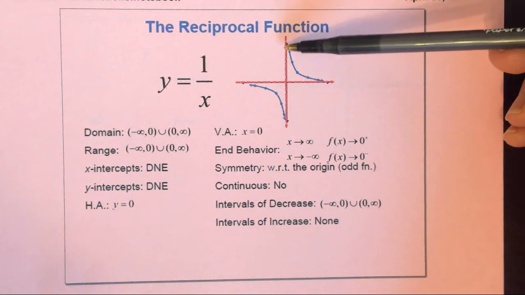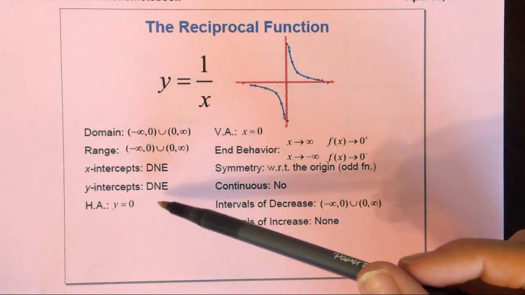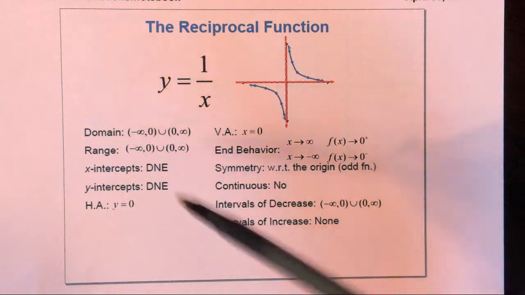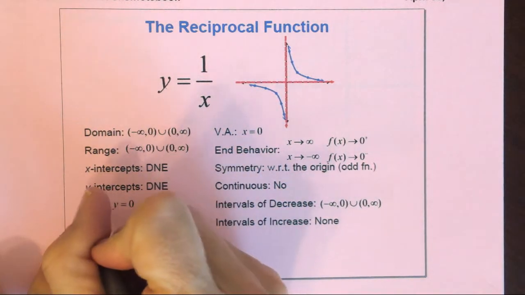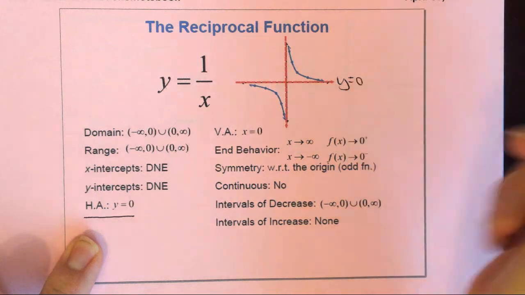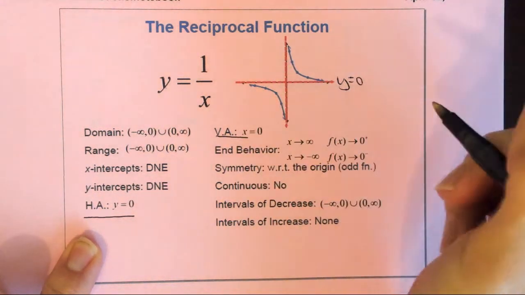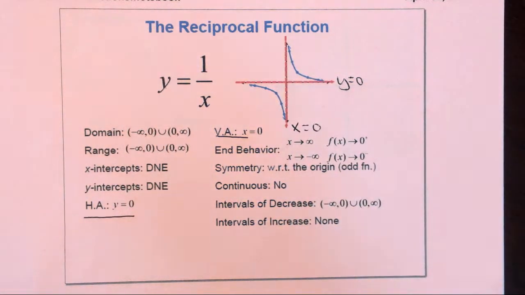Because we've got asymptotes that fall on the x-axis and the y-axis, we do not have x or y intercepts. DNE represents does not exist. The horizontal asymptote, which I call hey, is y equals 0. And your vertical asymptote, which I call vax, is x equals 0.